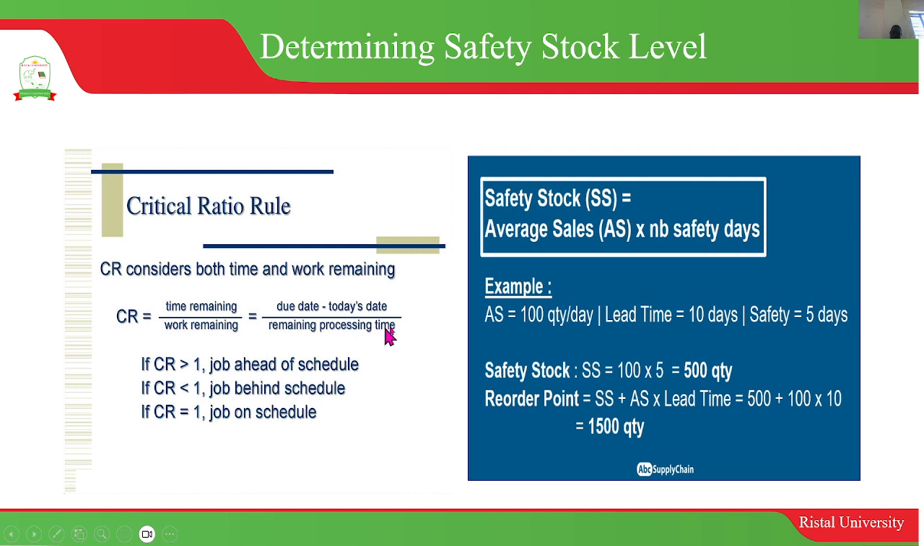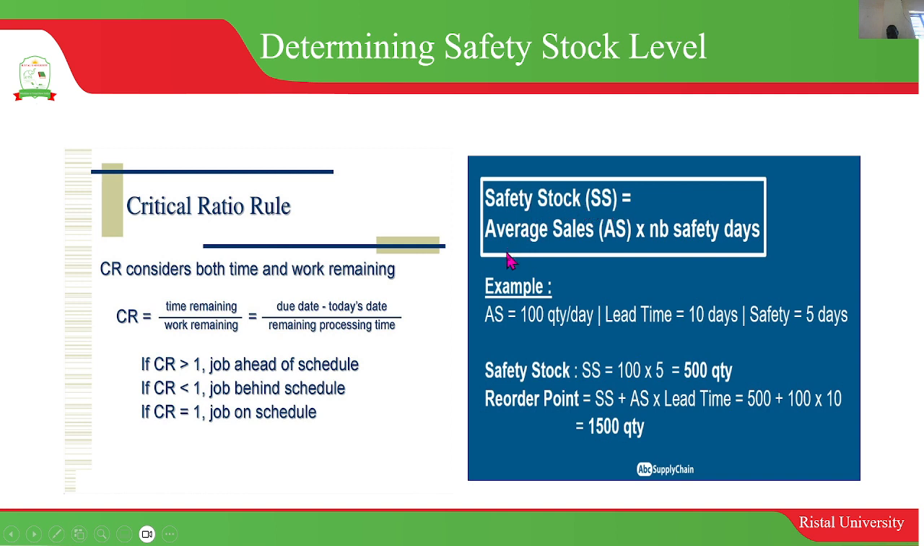the remaining process time. Normally when we get a CR of less than 1, we say our job is ahead of schedule. If we get a CR of greater than 1, we say our job is already behind schedule. And if CR is equal to 1, the job is on schedule. But many times we say it's always good to be ahead of schedule than on schedule. Behind schedule is already an indication we have a problem.